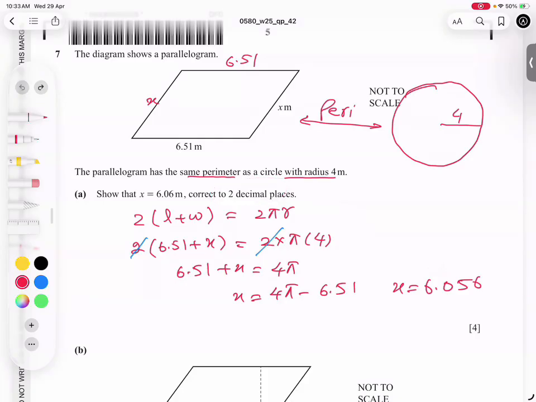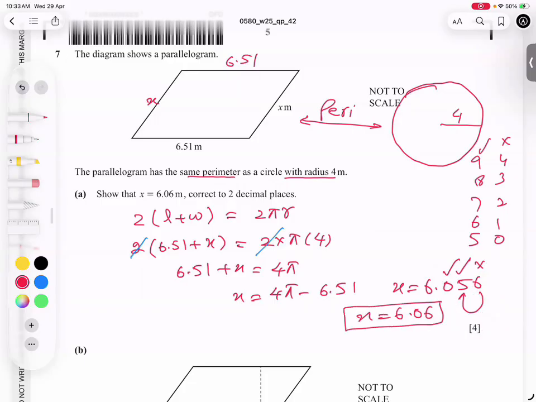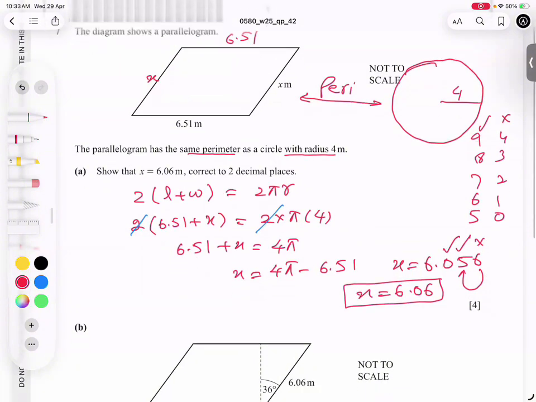But he said 2 dp. So I'm looking at the first dp, second dp, third dp. I don't want to add when I round, because the rule is 0, 1, 2, 3, 4 we never add. 5, 6, 7, 8, and 9 we always add. So the 6, we must add. The answer is 6.06. So proved. So next part.